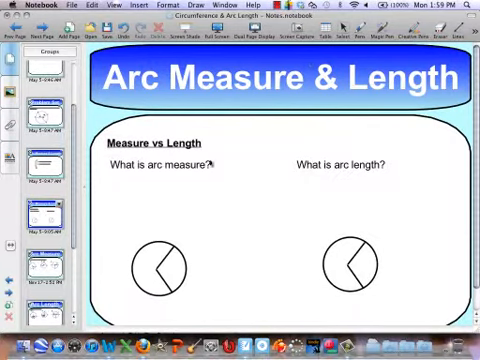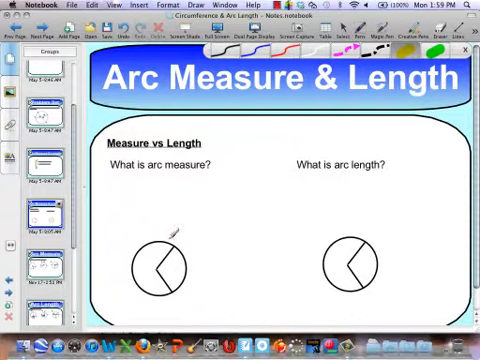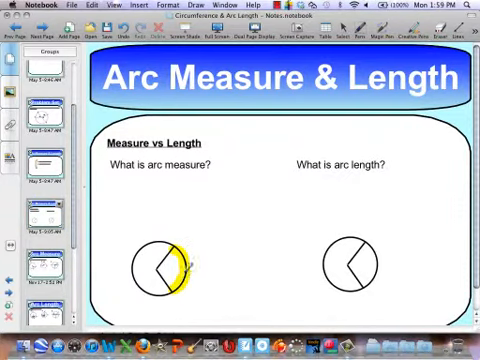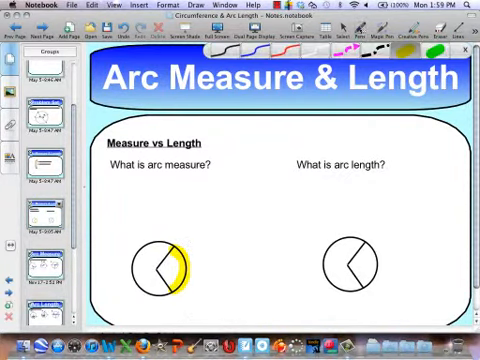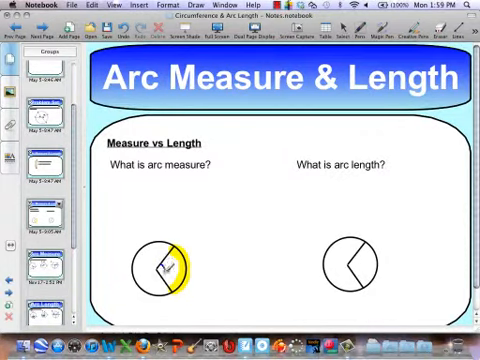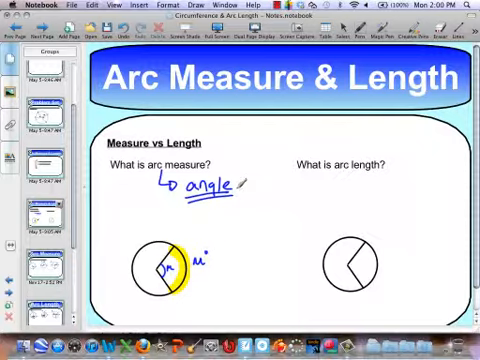So when we look at this arc measure, our arc is this portion right in here. The arc measure is the measure of the central angle. So whatever this angle is, that's the arc measure. And again, guys, big concept here. Arc measure is an angle. Big, big, big concept. The arc measure is an angle.